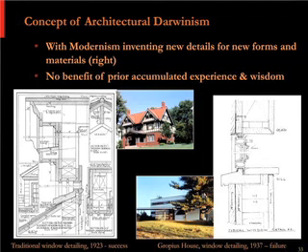And then the same basic graph is true in terms of the rapidity of the evolution of new building materials. New building materials and components and systems are evolving so fast that we just don't have time for all the bugs to work out before, oh, that's something that people were doing 40 years ago and they're not building that way anymore. So we've moved on and the problems remain. So with modernism inventing new details, new forms for new materials, there's really no benefit of prior accumulated wisdom and experience. So, 2 early 20th century houses here.